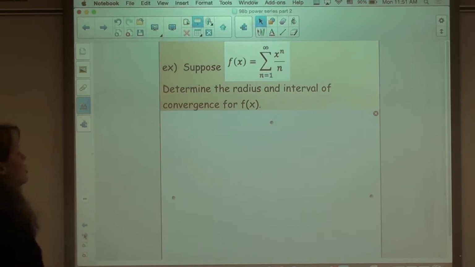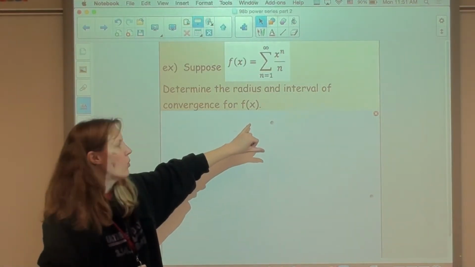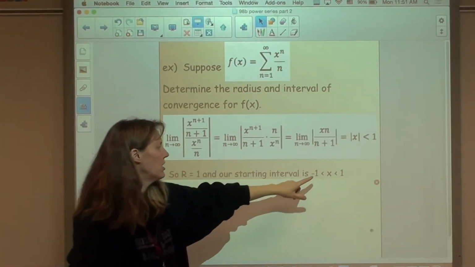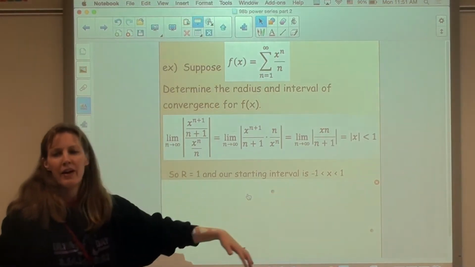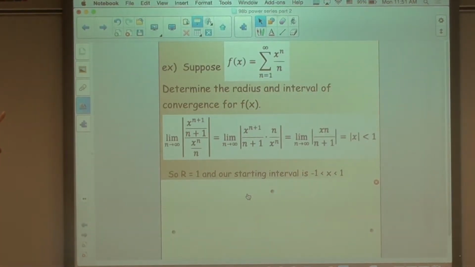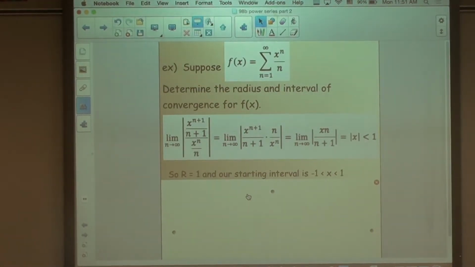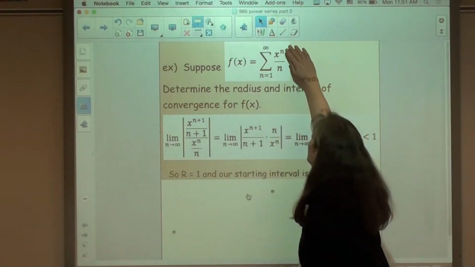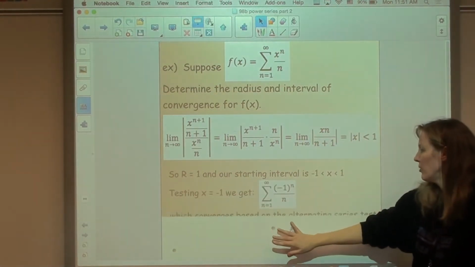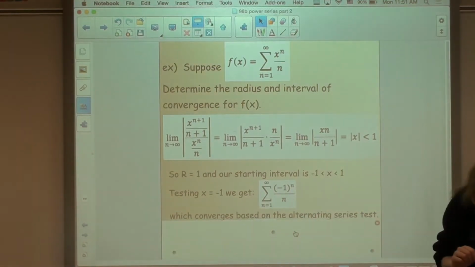So to start off, what was your radius? 1. So you all got a radius of 1, and then a starting interval from negative 1 to 1, and now you have to test your endpoints, right? So you plug the -1 into the original function, and you get -1 to the n over n. What kind of a series is that? Alternating, right? For an alternating series, the limit just has to approach 0 and it converges. So you ignore the -1 part, you just get the limit of 1 over n, and it does approach 0. So the function converges based on the alternating series.